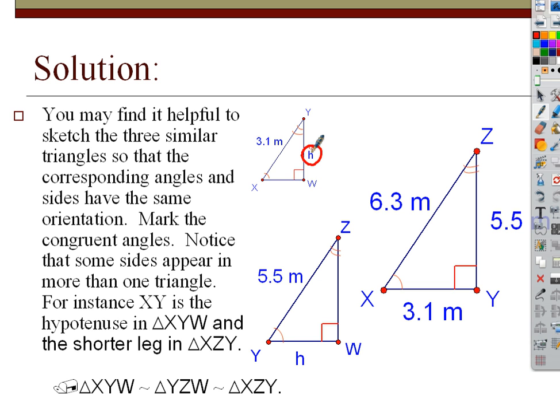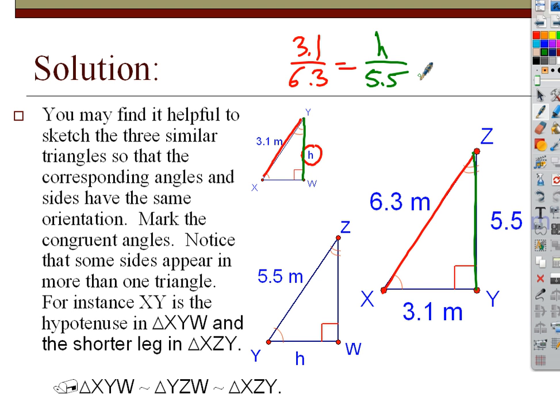Okay, so we'll use the small triangle and the large triangle. Small hypotenuse to large hypotenuse equals small vertical leg divided by large vertical leg. Right? And then how would I solve for h? Cross multiply and isolate h.